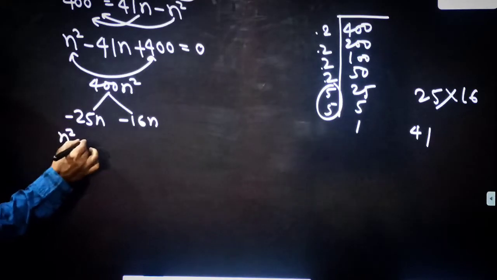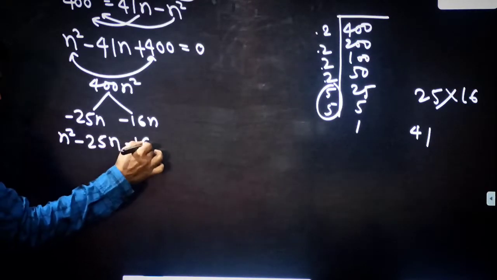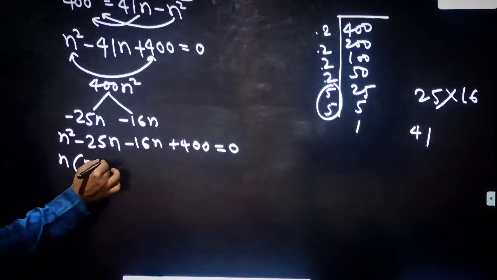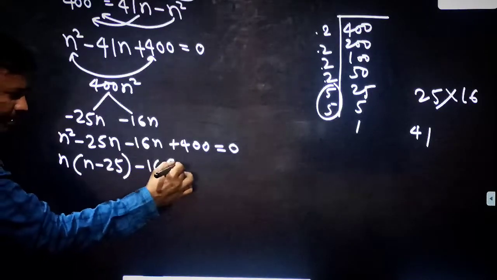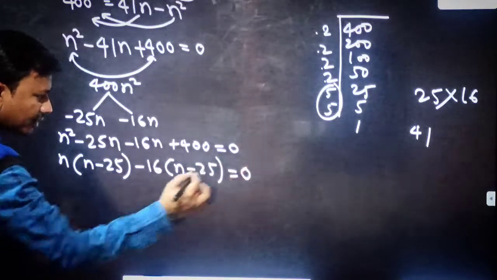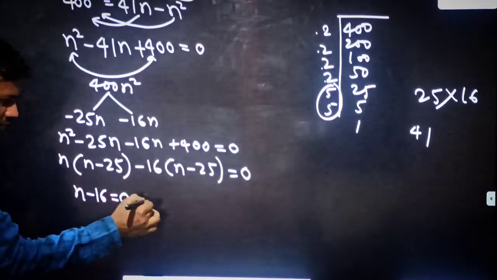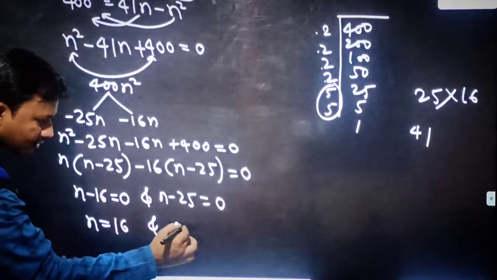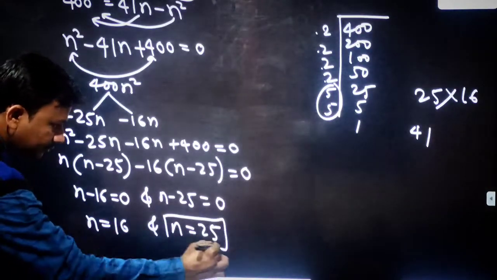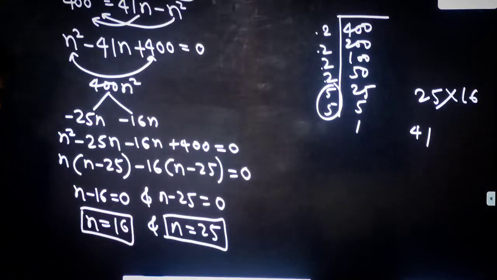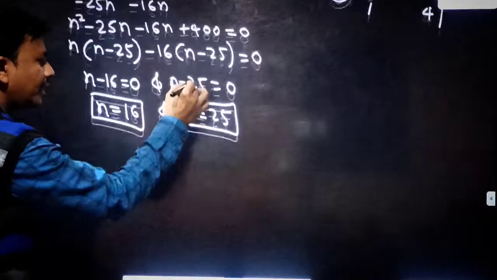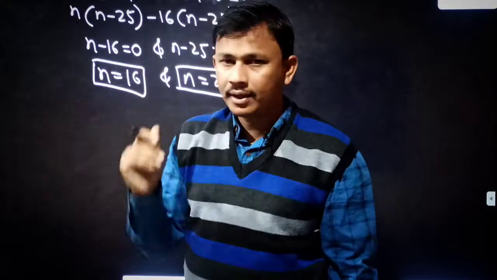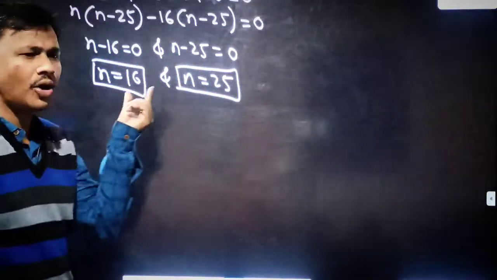Next, n square minus 25n minus 16n plus 400 is equal to 0. n in bracket n minus 25 minus 16 in bracket n minus 25 is equal to 0. n minus 16 is equal to 0 and n minus 25 is equal to 0. n is equal to 16 and n is equal to 25. There are two numbers. Both are true. But what we need to find out here? An. We need to find out an. Number of rows either 16 or 25.